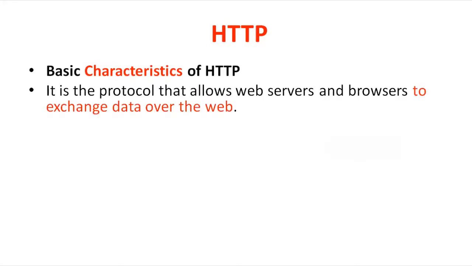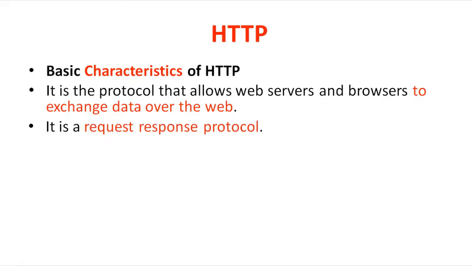What are the characteristics here? It is a protocol that allows a web server and a web browser to exchange data over the web. That means it allows the web server and the browser, which is simply called the client, to communicate for exchanging data. Server sends some data, processes the data. Again the client sends some data. You are exchanging the data.